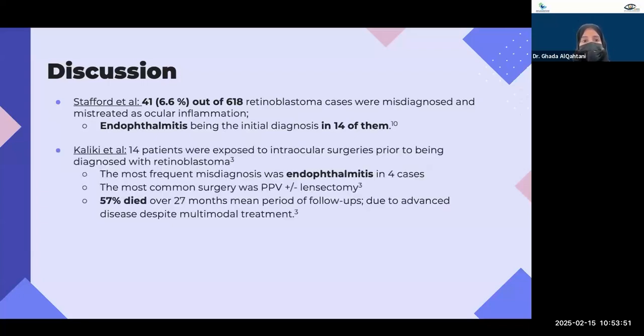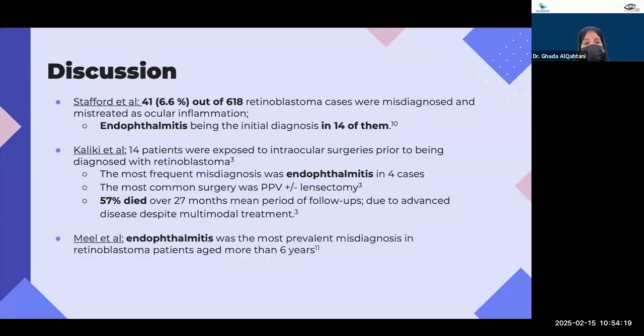Kalike et al. found 14 retinoblastoma patients were exposed to intraocular surgeries prior to being diagnosed with retinoblastoma, with the most frequent misdiagnosis being endophthalmitis and the most common surgery being pars plana vitrectomy plus or minus lensectomy. And 57% of these misdiagnosed cases died over a 27 months mean period because of advanced disease despite multimodal treatment. Meal et al. also found endophthalmitis to be the most prevalent misdiagnosis in retinoblastoma patients who are aged more than 6 years.